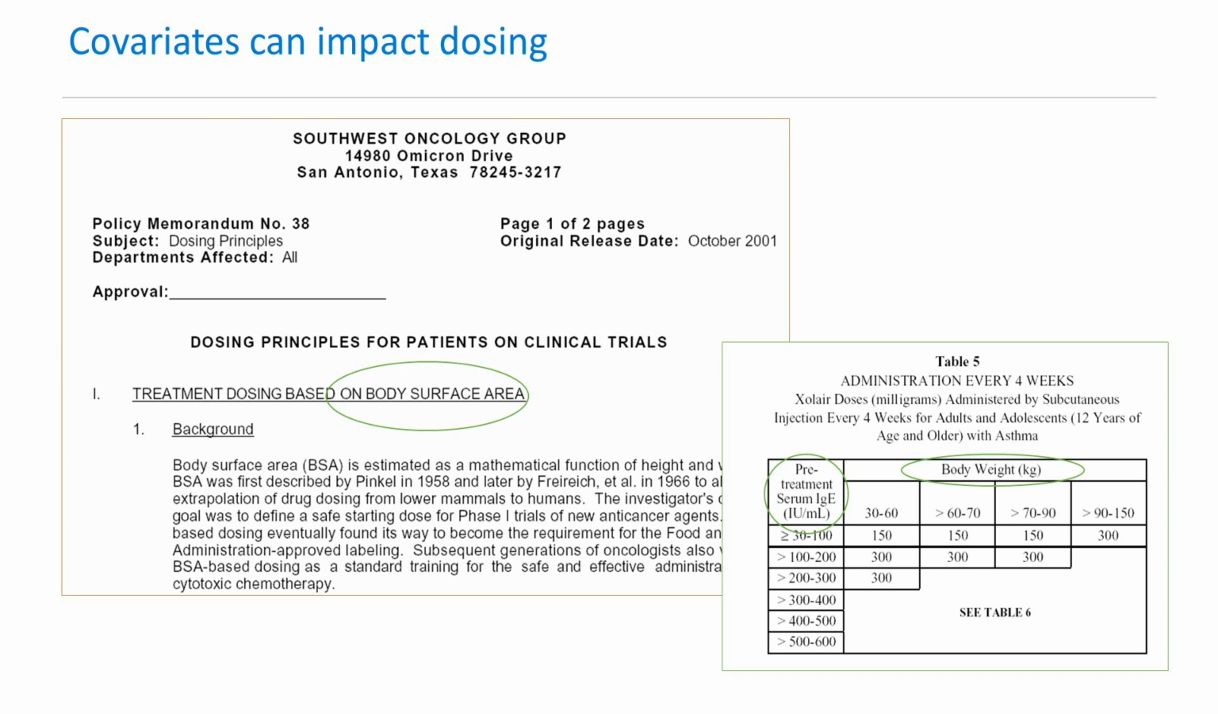So in these particular cases, they may have a narrow therapeutic range, or we need to make sure that we are dosing in order to make sure that the patient is getting the optimal safety and efficacy. And as a result, we'll put the covariates into the label.